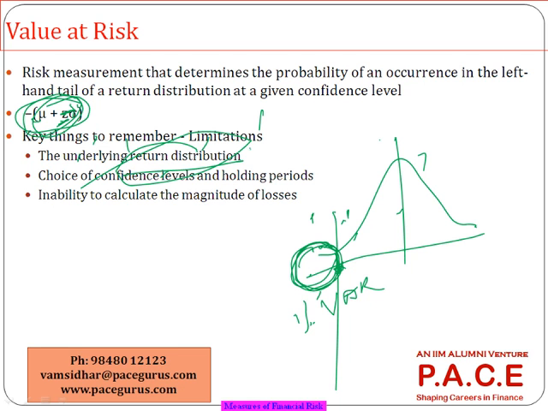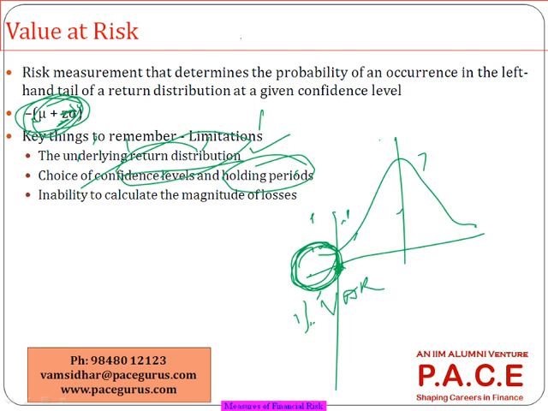So based on the underlying distribution, and for how long you are looking at the VaR, daily VaR, monthly VaR, yearly VaR, what is the time period which we are looking at, because the VaR will differ based on the time period of investment which we are typically looking at.